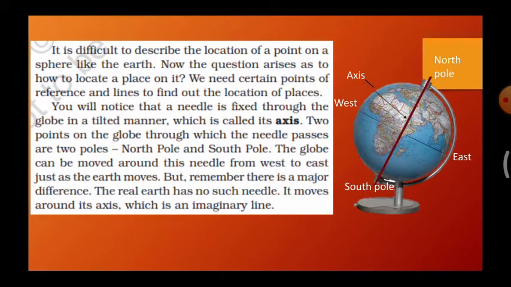The globe can be moved around this needle from west to east. So it will rotate from west to east. But remember, there is a major difference. The real Earth has no such needle. It moves around its axis, which is an imaginary line. So, children, only for our reference, the axis line is shown in this globe. But really, in the Earth, the axis is in imaginary form. It will not be shown. It will be there, but we can't see it. It's like an imaginary thing.